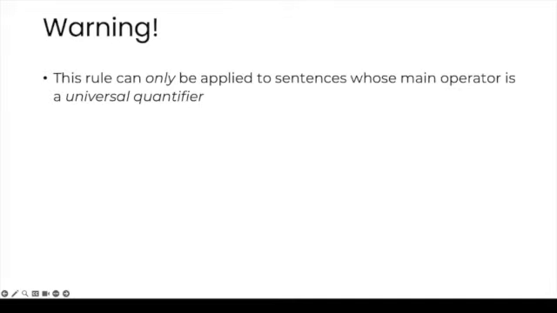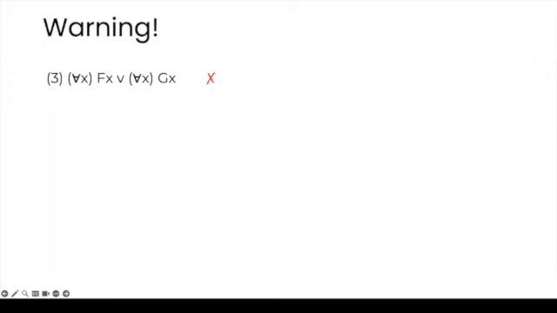Before we proceed any further, let me warn you. This rule can only be applied to sentences whose main operator is a universal quantifier. So it wouldn't be applicable here, since the main operator is not either of the inverted A's, but the V. Likewise, you can't apply it to sentence 4, because the universal quantifier is within the scope of a negation. So let's go back to the blackboard to do a couple of exercises.